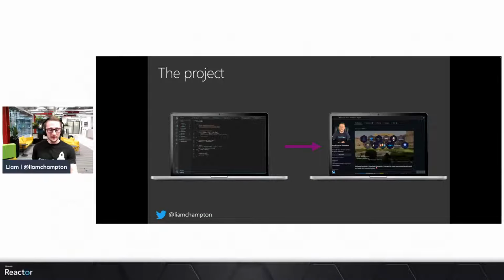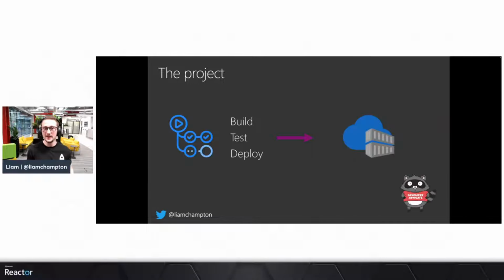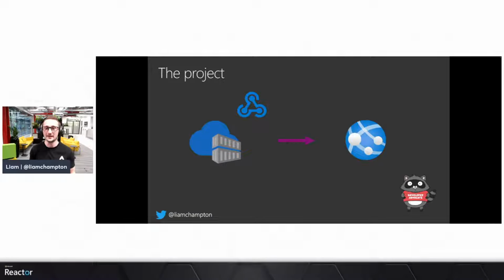So I'm going to write some code. I'm going to push it to GitHub. Once I've pushed it to GitHub, it's going to run a GitHub action. It's going to build, test, and deploy that application, or that container, to Azure Container Registry, which is then going to have a webhook attached to it to say, hey, I've got a change. Go and update the app service. And you should hopefully see the change.